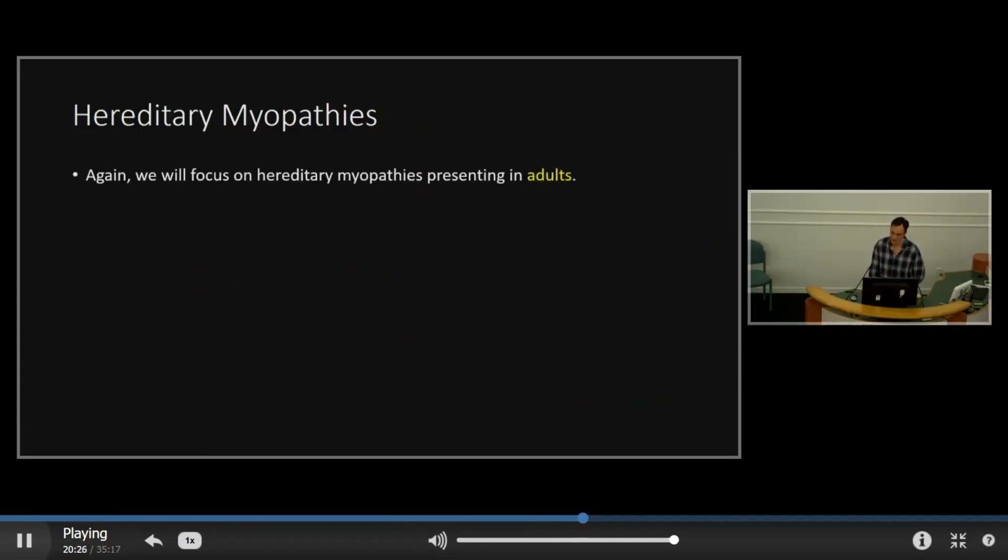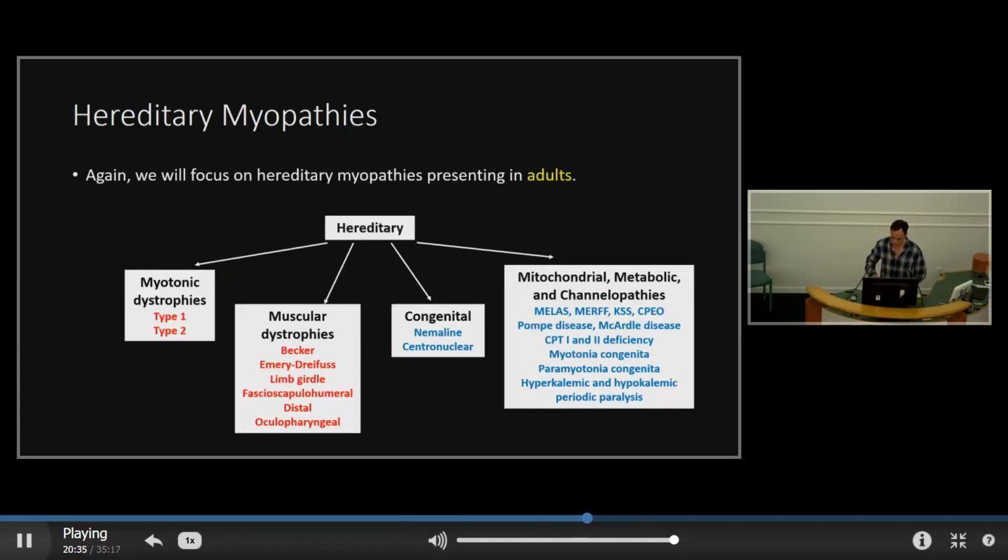Okay, so that's the acquired myopathies. The other major category is the hereditary myopathies in adults. So just to refresh your memory, there are 4 categories. The myotonic dystrophies on the left here are very common relative to the other ones, but the muscular dystrophies are not far behind. And all the ones in blue are much rarer ones. So we'll talk about the ones in red to reasonable detail because these are the more important ones to know about.